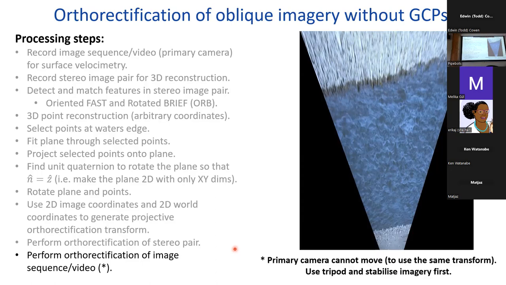And then you can perform orthorectification of the entire image sequence or video from the primary camera. The only caveat for that is that the primary camera cannot have moved during the video recording process, so that the same transformation can be used. So it's important to use a tripod, and if there's any residual movement, then perform stabilization of the imagery first.